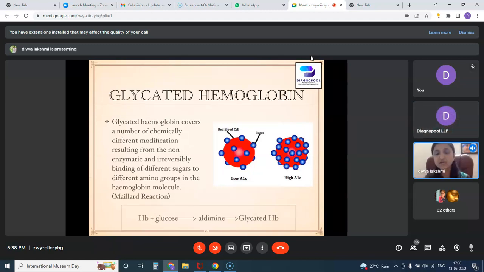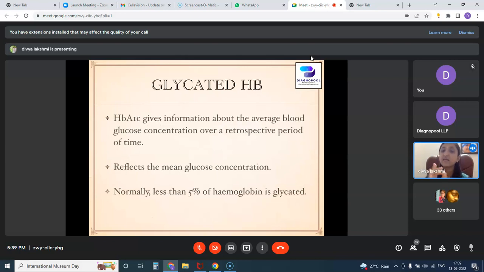See what happens in the fasting blood sugar and in the postprandial blood sugar. It depends on the current state, that is, if in the previous night he was fasting, or if he has not taken the diet, or due to many other reasons, we can get errors in those blood sugars. But this HbA1c will tell what was the average blood sugar in the past 2 or 3 months. So that is when we use glycated hemoglobin. HbA1c gives information about the average blood glucose concentration retrospectively. That is, we can go backwards and say what was the average blood sugar over the past 2 or 3 months.